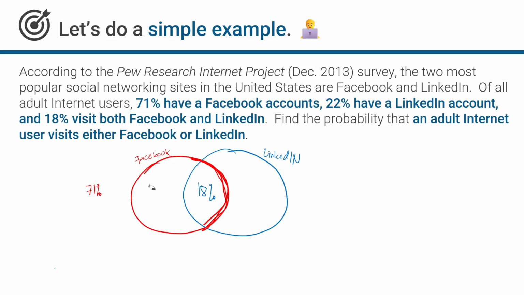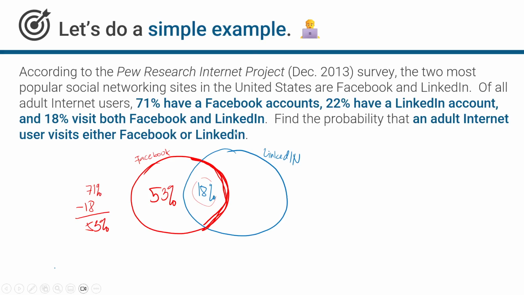So, the best way to do is to take 71. Since this 18 is going to be part of the 71%, we have to subtract. 71 minus 18 equals 53%. This means that Facebook alone, exclusively, has 53%.